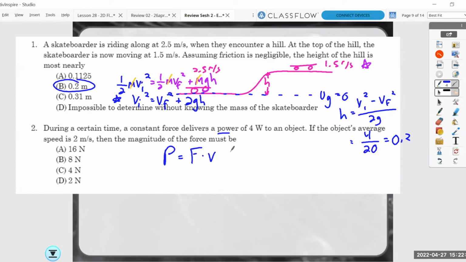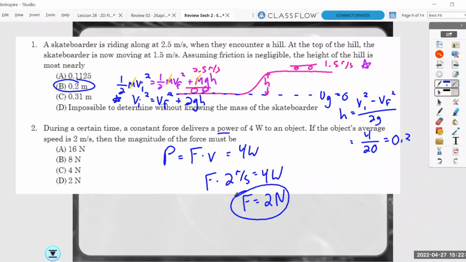And in this case, we're delivering 4 watts of power. And we're going at least an average speed of 2 meters per second. Sometimes we're going slower than that, sometimes we're going faster than that, but that's okay. This is our average speed. And so in this case, our force here will be 2 newtons. 2 times 2 is, of course, equal to 4.